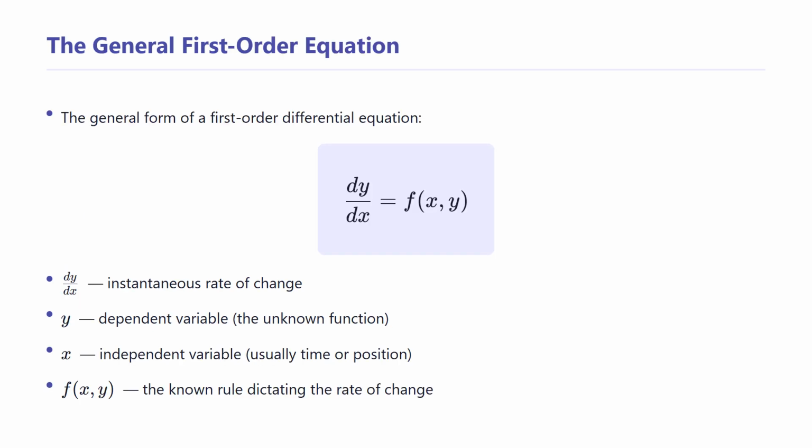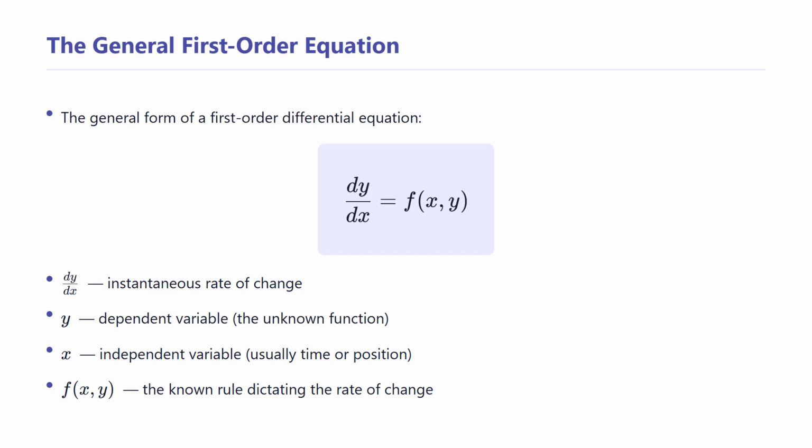This formal definition leads us directly to the general mathematical formula. Here we see dy/dx = f(x, y). Conceptually, this equation is just stating that the rate of change of our system depends on its current state and time. Let us break down the symbols.